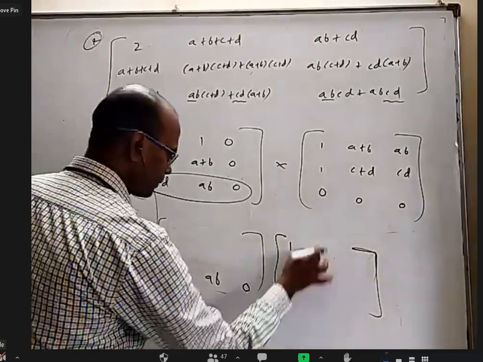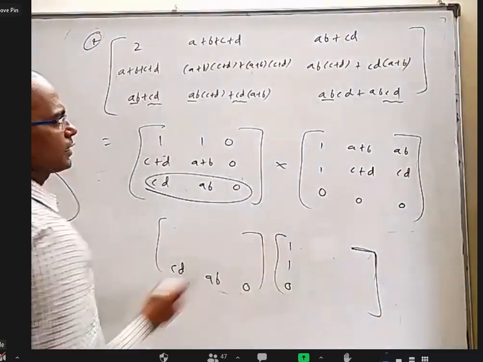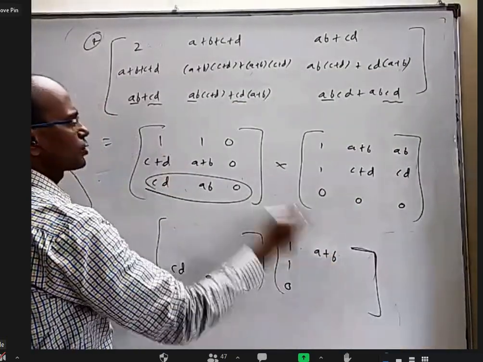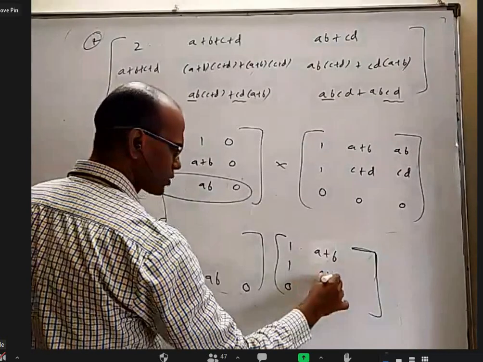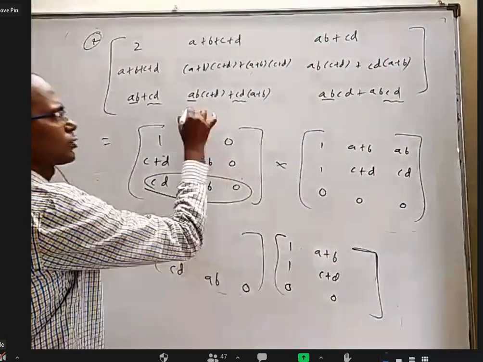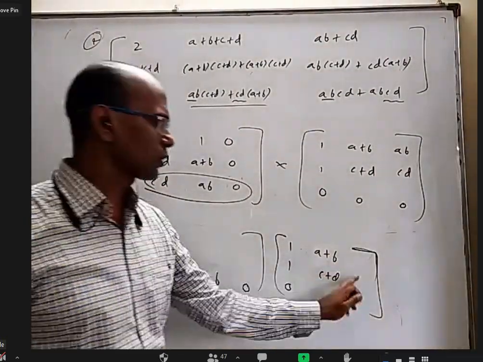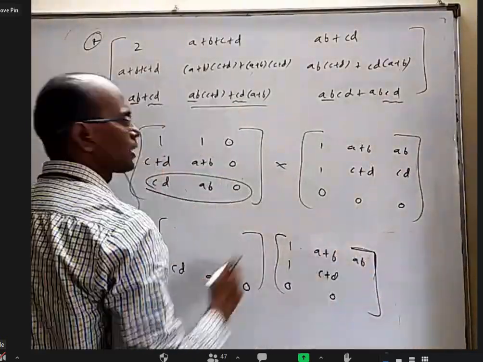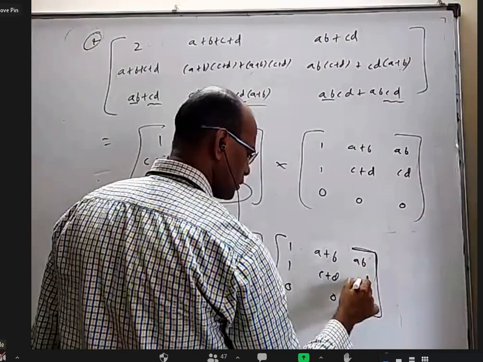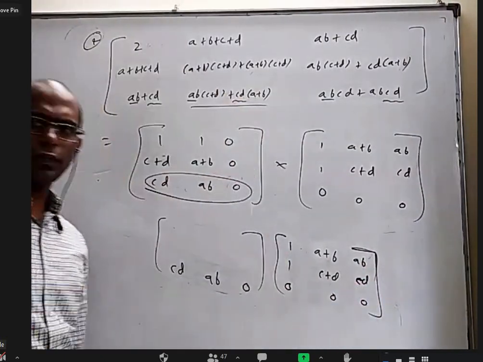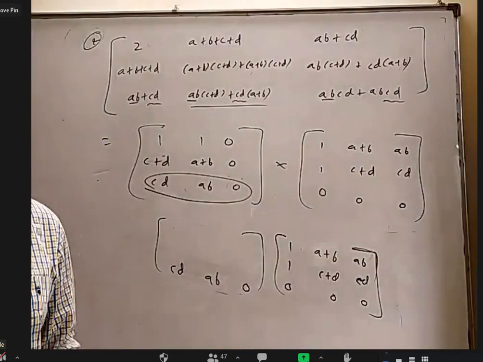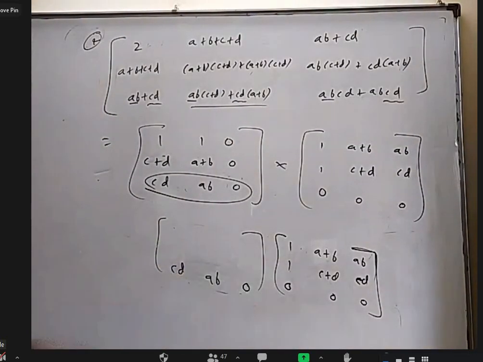Next, coming to this, CD into what should be written here? CD into (A plus B). AB into what should be written here to get this? (C plus D), 0. Because this into this should be this. Next, coming to this, CD into AB is required. AB into CD is required, 0. If you could not get it within the time, don't worry. I'm sure if I had given some more time, if you had not told the answer in front of everybody, you would have got it after some time.